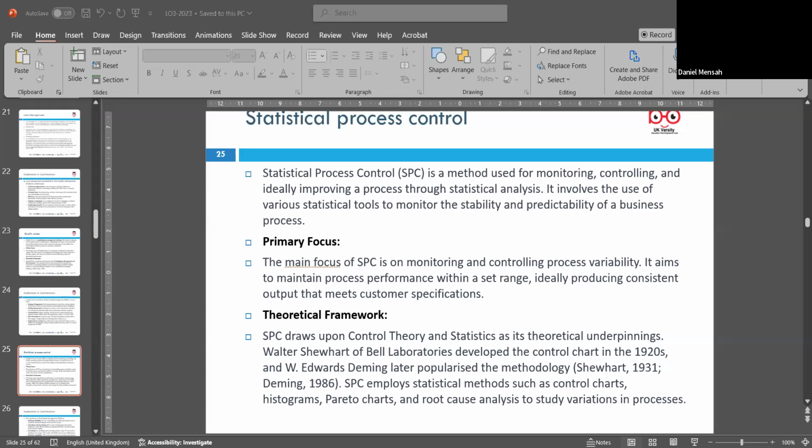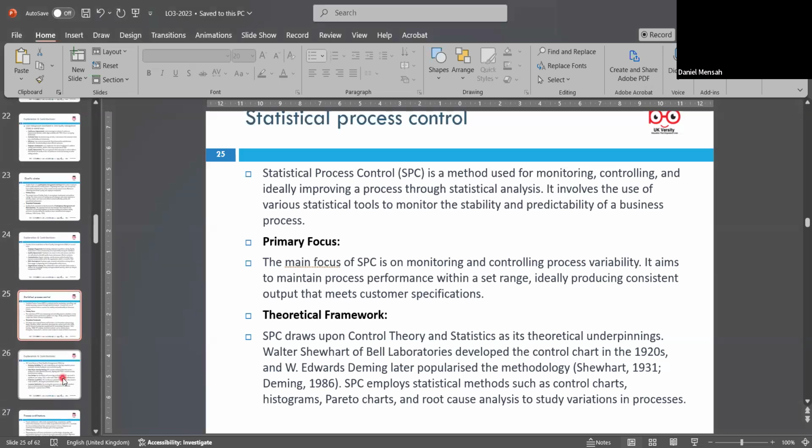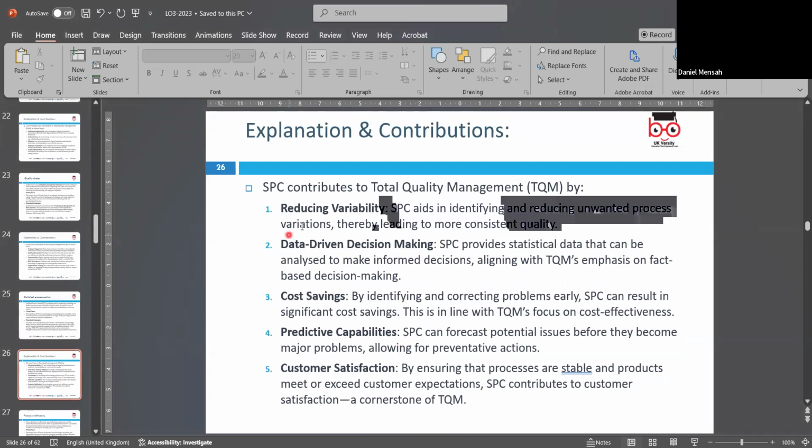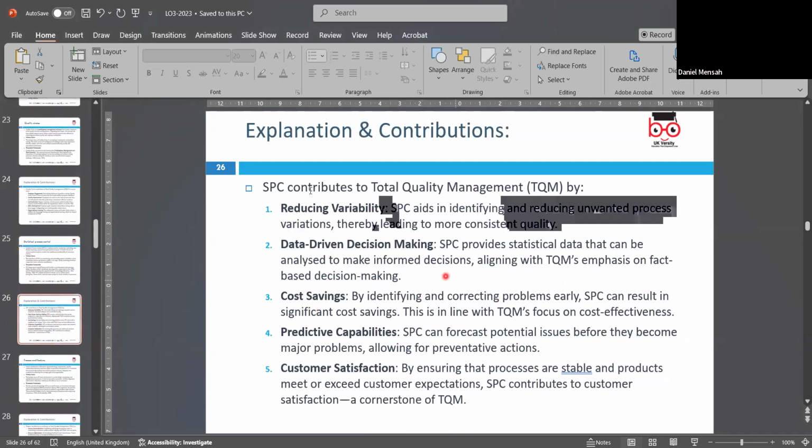Okay, and then if we utilize this one, it mainly focuses on reducing variability. As I told you, data-driven decision making I already explained, but the rest of the things you can work out toward these points yourself. They are very self-explanatory, and if you look at their application, most of these approaches more or less work toward customer satisfaction.